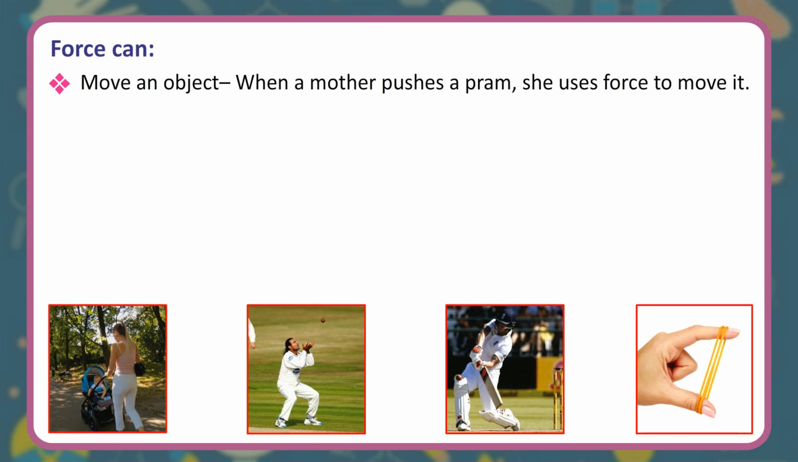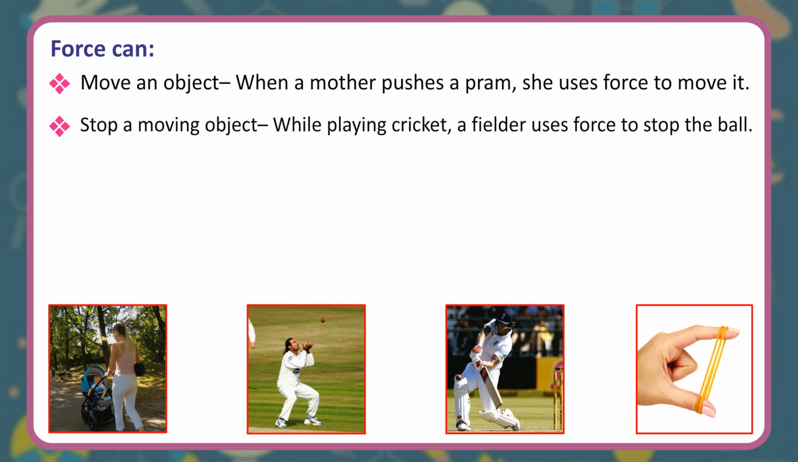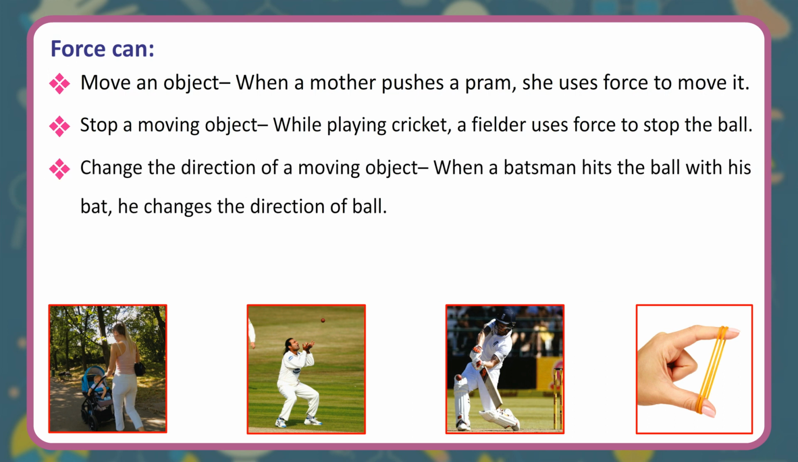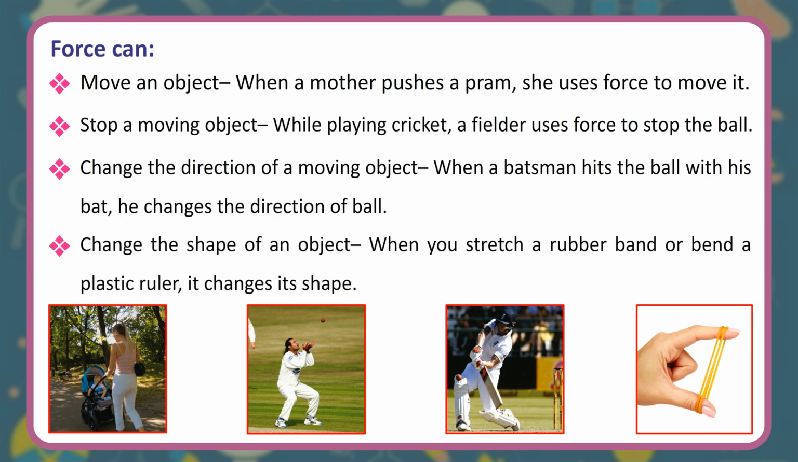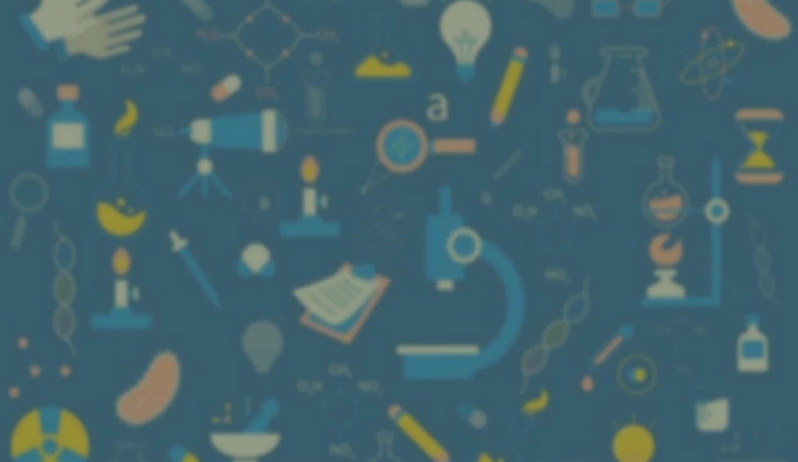Force can move an object. When a mother pushes a pram, she uses force to move it. Stop a moving object: while playing cricket, a fielder uses force to stop the ball. Change the direction of a moving object: when a batsman hits the ball with his bat, he changes the direction of the ball. Change the shape of an object: when you stretch a rubber band or bend a plastic ruler, it changes its shape.